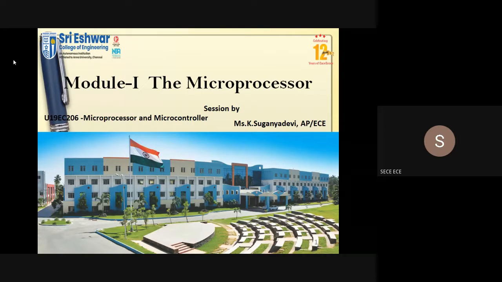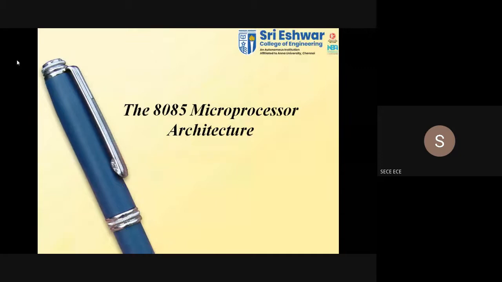Okay, this is the basic difference between microprocessor and microcontroller. Now we are going to look at Module 1, that is microprocessor. We have 8-bit microprocessor and 16-bit microprocessor in our syllabus. Our 8085 is an 8-bit microprocessor. The difference between 8085 and 8086 is that 8-bit data lines are available in 8085, and we have 16-bit data lines in 8086, right?